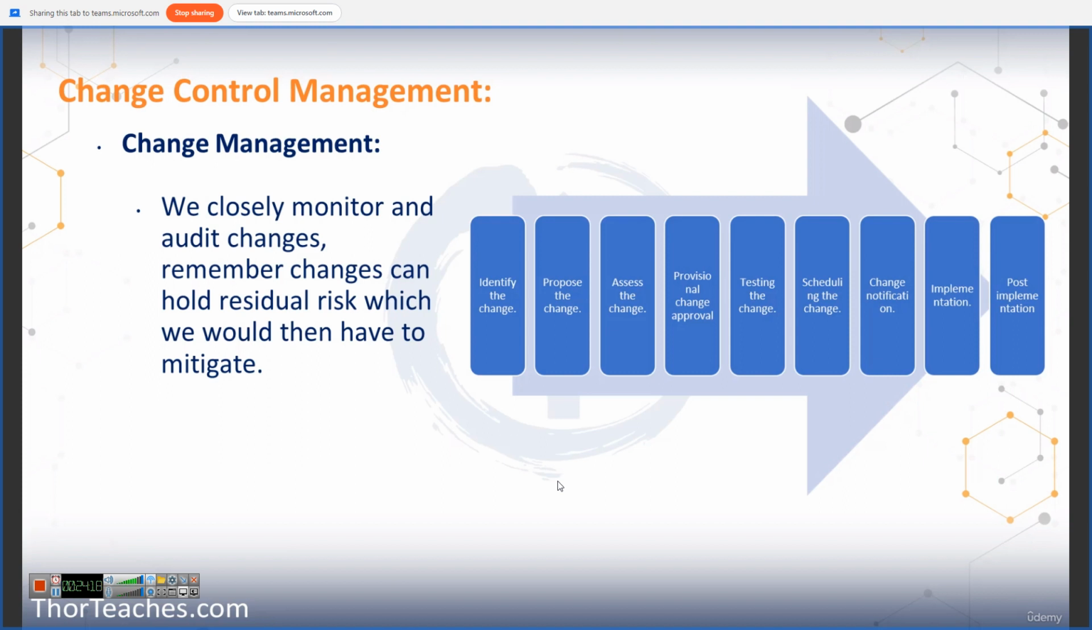We request the change, we analyze it, we get approval, we plan the implementation, we communicate, we implement and test. If we're successful, we communicate that. If we're not successful, we do a rollback and then we communicate that. And then as the final piece, the change is accepted. We do our lessons learned.